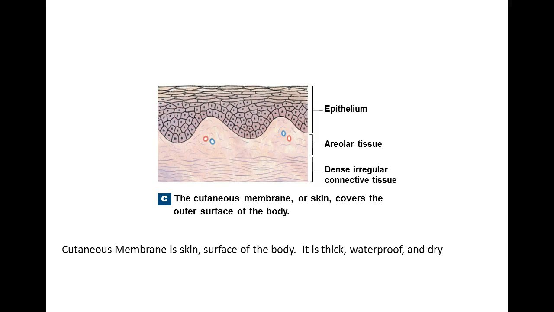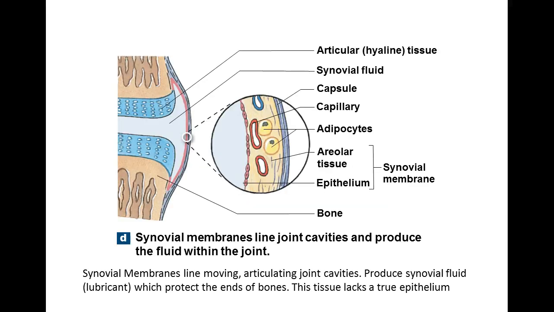Accessory structures you can think of like the hair root, the sweat gland, the nerve, the vascular, so the artery and the vein. And the stratified squamous epithelium of the epidermis makes skin water resistant.